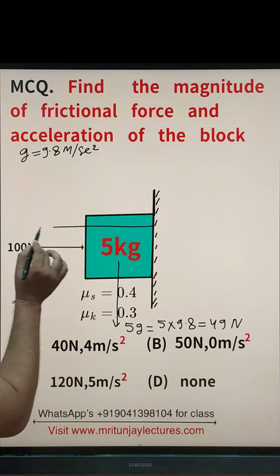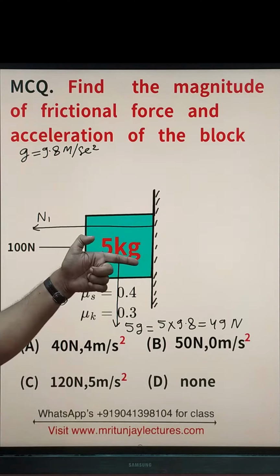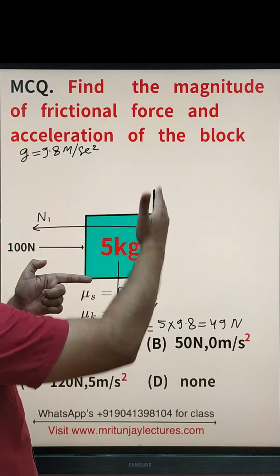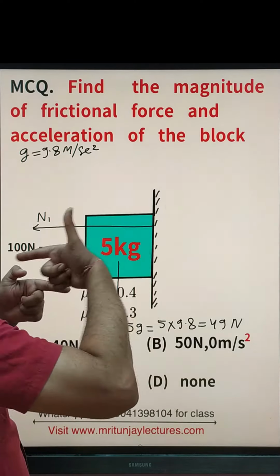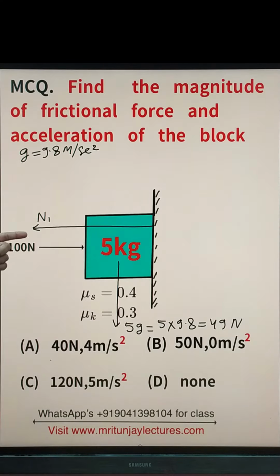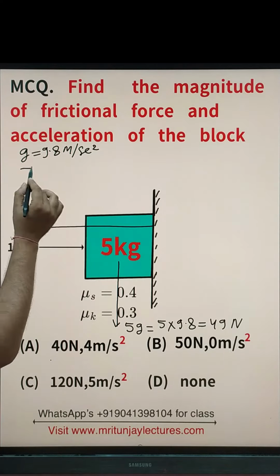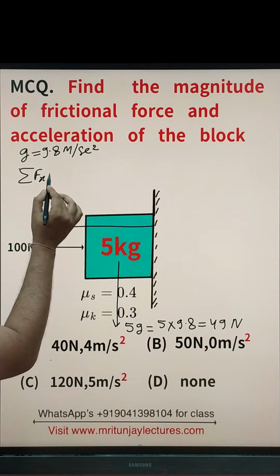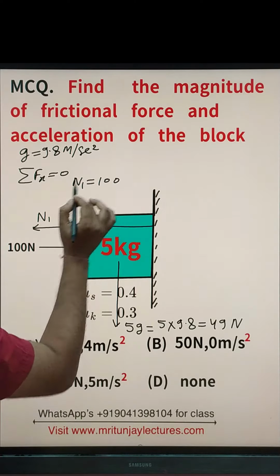Okay, normal force acts in which direction? Here, because 100 Newton force is applied, and that wall is not moving in the x direction, so N1 acts in which direction? Like that one. So N1 is equal to 100 Newton. Why? Because the net force in the x direction is 0. So N1 is equal to 100 Newton.